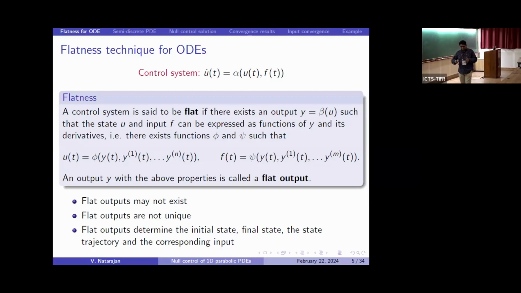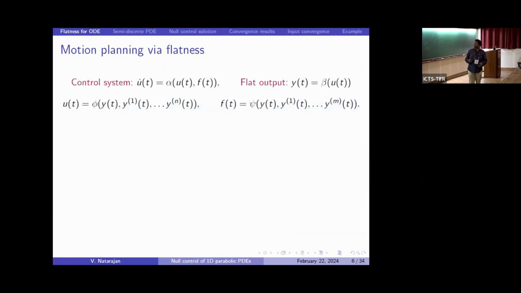Okay. In other words, the flat output determines the initial state, final state, trajectory, and the input that takes you from the initial state to the final state. So once you specify the flat output, everything is specified via these relations. Okay. Let's now see how we can do motion planning when you have a flat system.